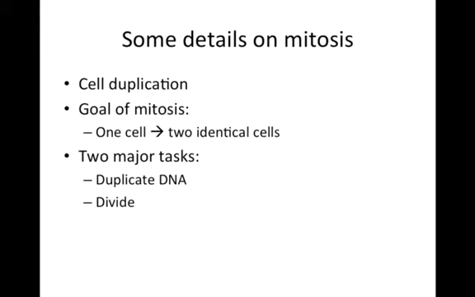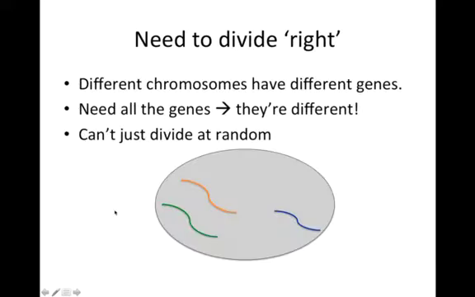So as we will probably remember from the other videos, the point of mitosis is to duplicate the cell, to make two genetically identical cells from a single cell. And so our major tasks then are to duplicate the DNA and to divide. So it's important that we need to divide right.